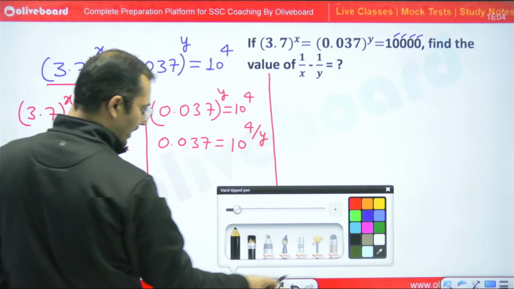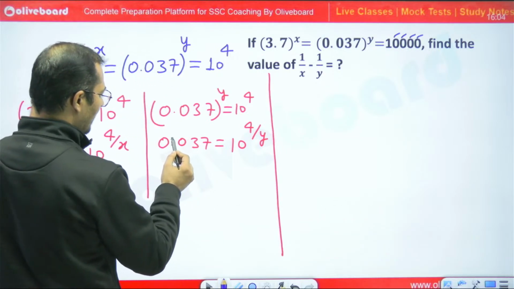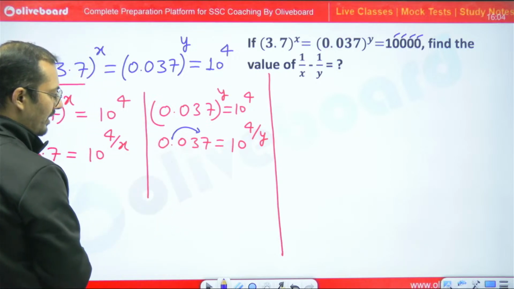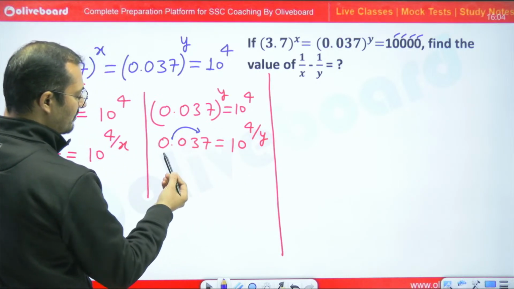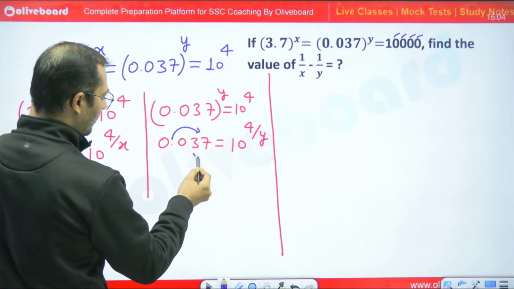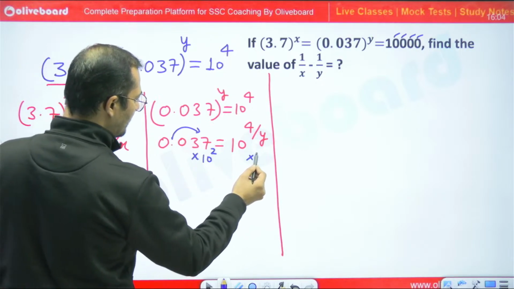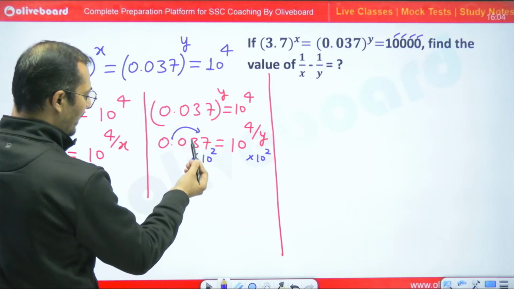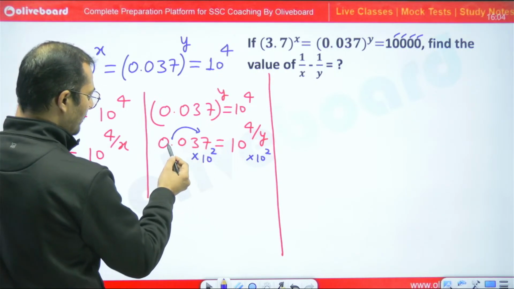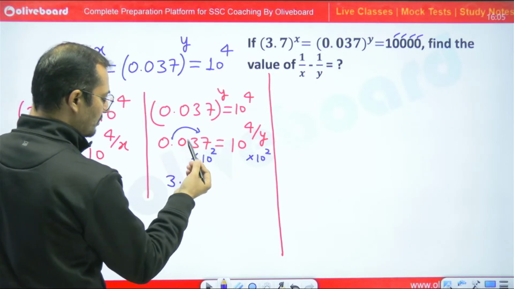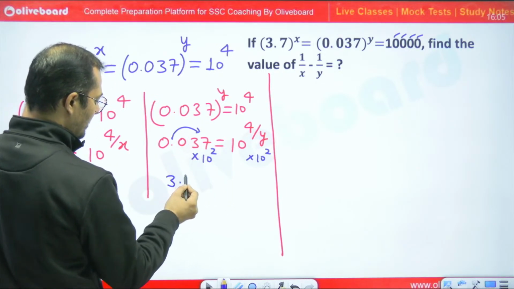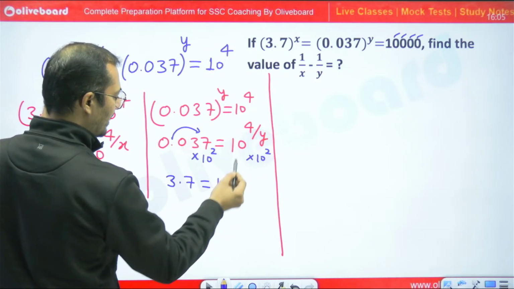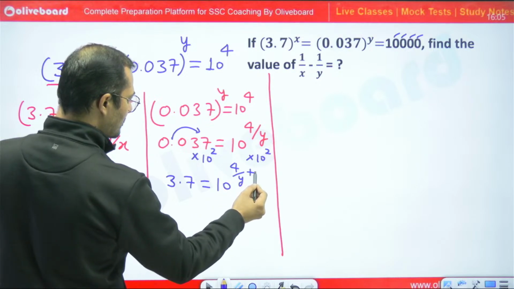So what we need to do? Here we have to move the decimal towards the right hand side by two places. So we will multiply both sides by 100, or we can say 10 to the power 2, in both sides. So nothing will change. When 100 is multiplied, the point will be shifted two places towards the right side. So it will become 3.7 is equal to the same base, so the powers will get added: 4 upon y plus 2.